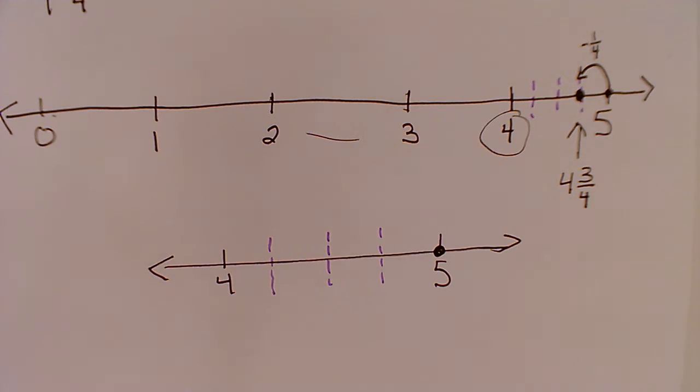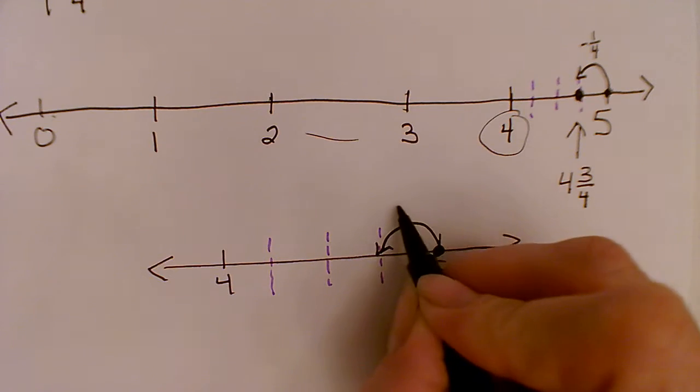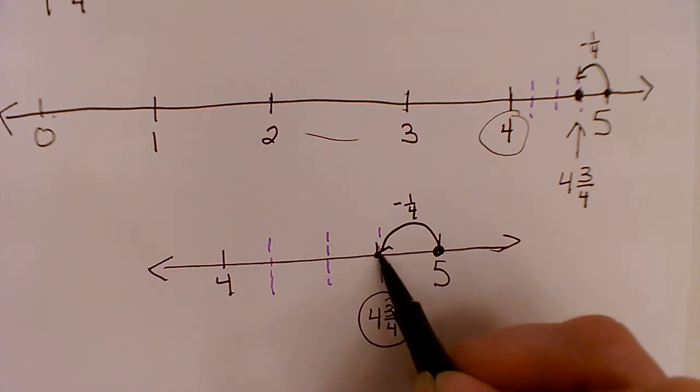So we did that. So now those are all 4ths. And now I'm going to model subtracting 1/4, which gets me to 4 and 1, 2, 3/4. So it's 4 and 3/4, and that's our answer again. And put a nice dot here for us.